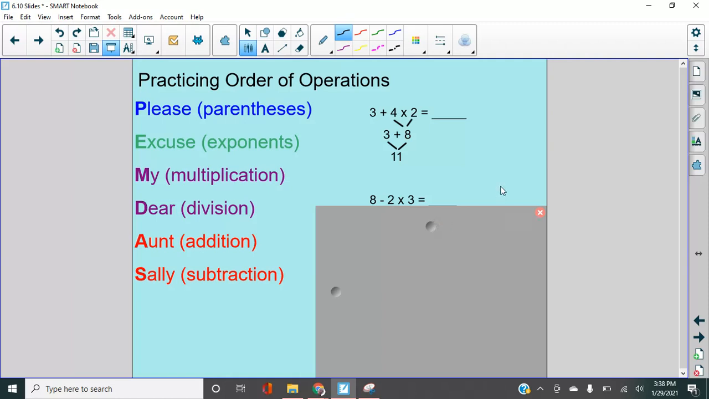Oh, I just gave you a hint. Did you see? What are we going to do first here? 2 times 3, right? Multiplying comes before adding and subtracting. 2 times 3 equals 6. And then we keep the 8. 8 minus 6 equals 2.